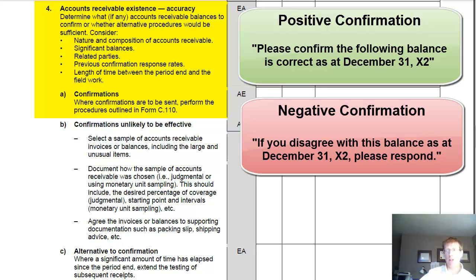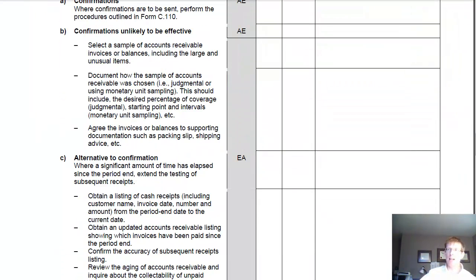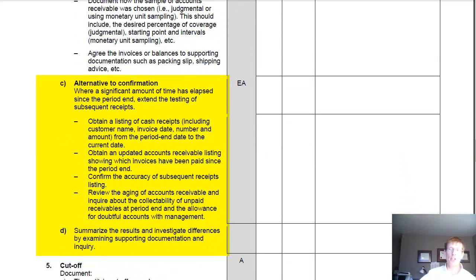The performance of the confirmation actually sends us to another form to fill out. So there's a lot that's involved in sending out and controlling confirmations, mainly because we want to make sure that the client does not interfere and that we're obtaining independent evidence directly from the customers. So that's why there's a lot of procedures involved in the confirmation process. You'll also notice later on in this section there are alternative procedures that may be performed for situations where confirmations are unlikely to be effective. And it also provides suggestions for alternatives to performing confirmation.